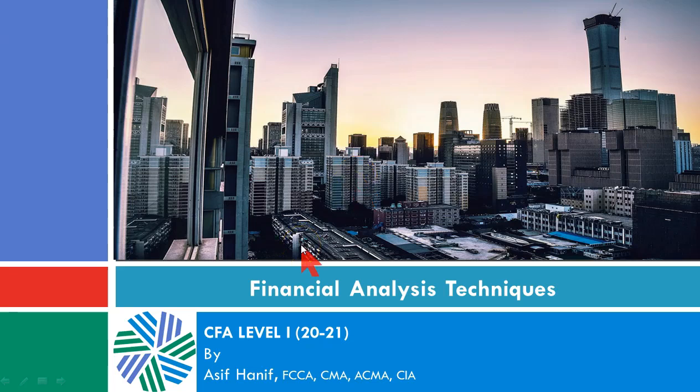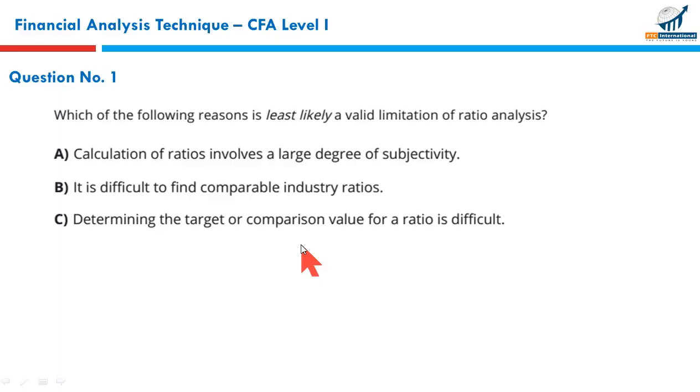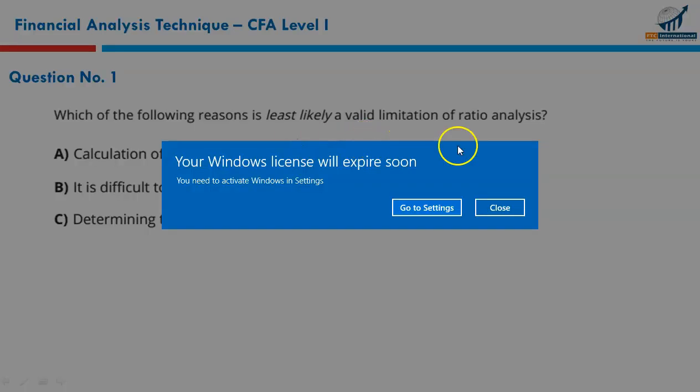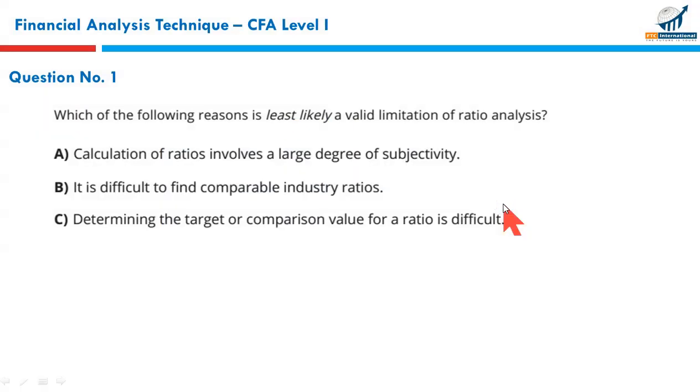Next reading is financial analysis technique. There are about 90 plus MCQs in this reading. First one, which of the following reasons is least likely a valid limitation of ratio analysis?